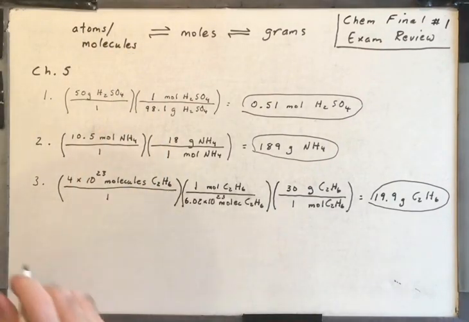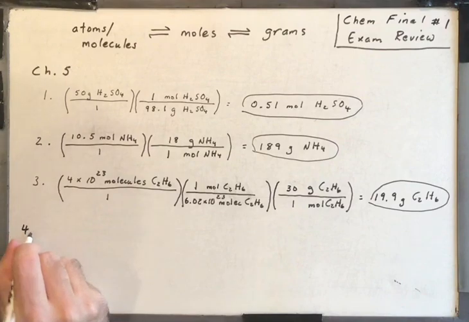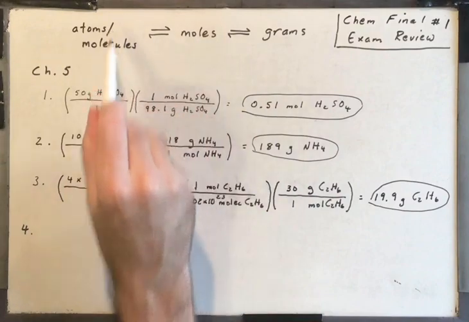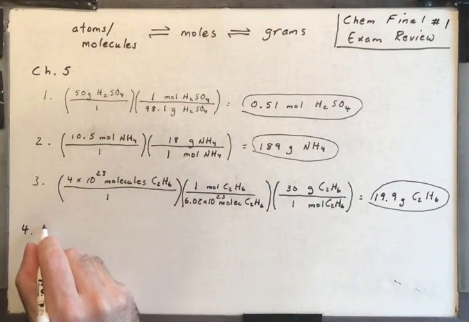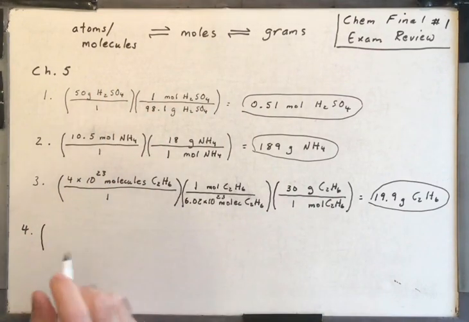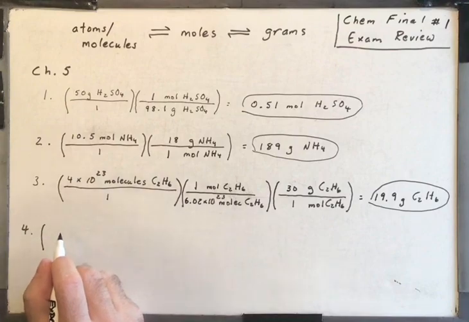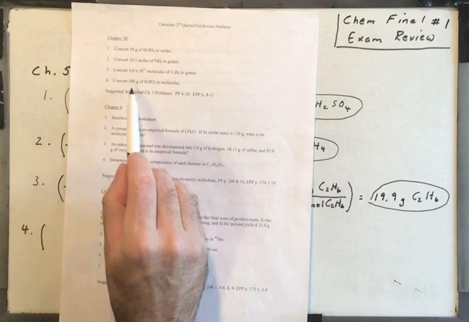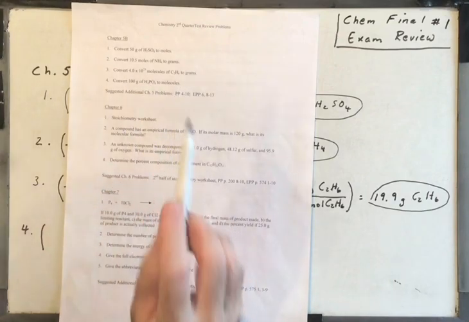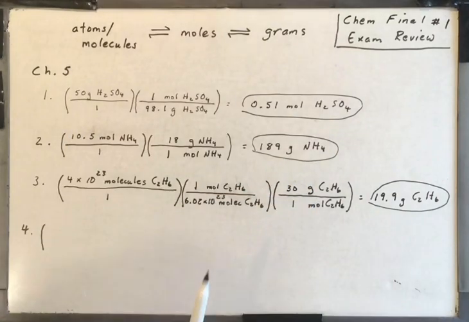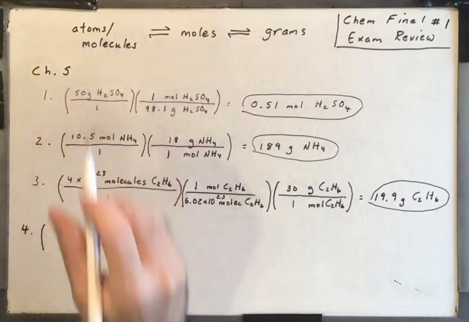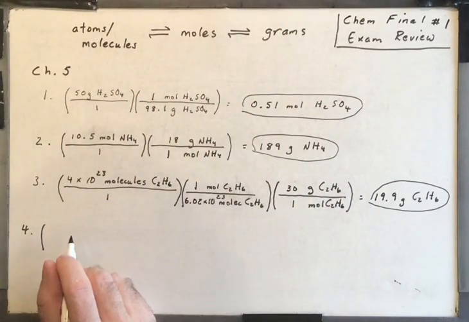All right, and number 4, so this is the last one from chapter 5. If you understand this and these 4 problems, you will be good on the final exam for any question from chapter 5. So number 4 says convert 100 grams of H3PO4 to molecules. Okay, so we're starting at grams. We have to go through moles and then molecules. So there's going to be 3 sets of parentheses.